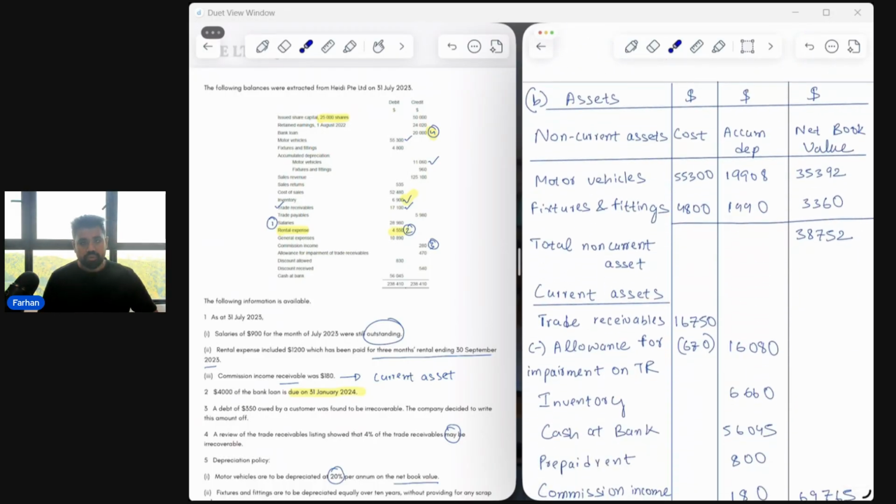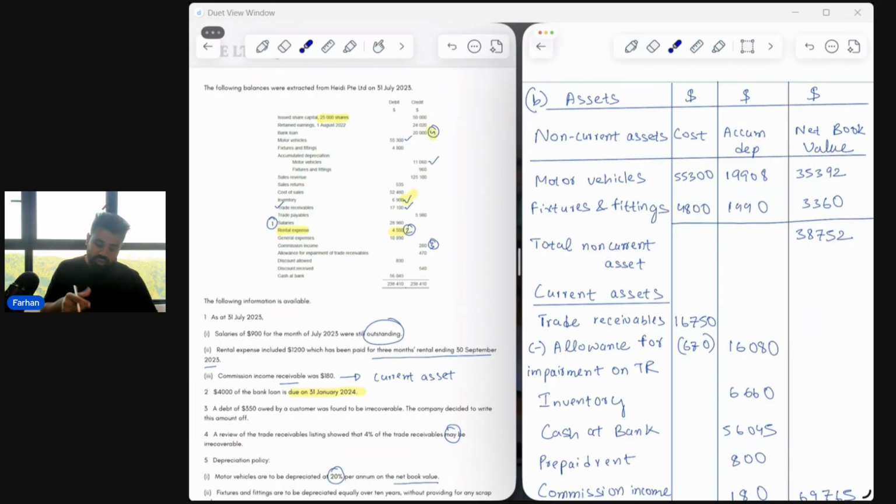So the statement of financial position is based mainly on the accounting equation, which is total assets must equal the total equity plus liabilities. So we start with the assets, and mainly we'll first show the non-current assets. So non-current assets must be shown using this 3-column format, where we first show the cost of the specific asset, followed by the accumulated depreciation, which is the total depreciation for that asset since the day it was purchased and brought into the business, which gives us the net book value once we deduct accumulated depreciation from the cost.